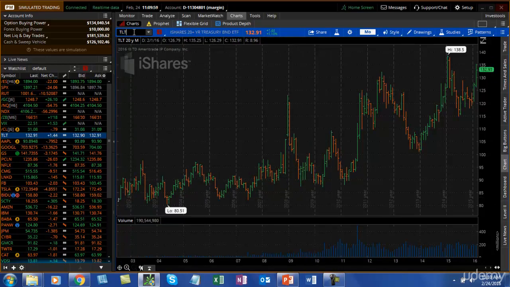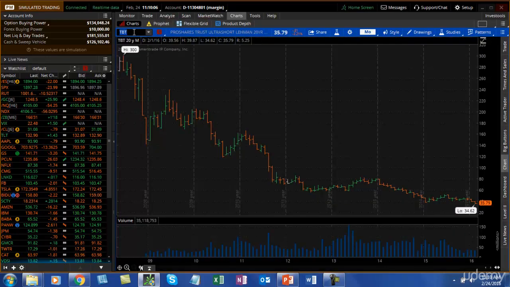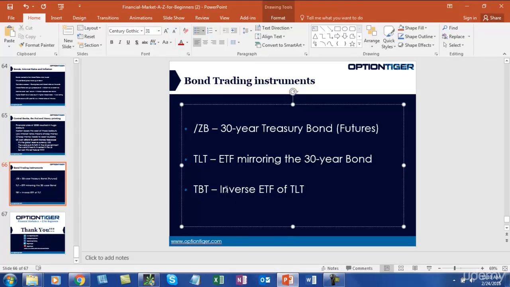And while we are at it, let's go take a look at TBT. I just want to make sure whether it's a 1x or a 2x. Ultra short, so it's 2x, okay? So let's go ahead to the PowerPoint and change this to a leveraged 2x ETF, okay? So it's 2x inverse of TLT.